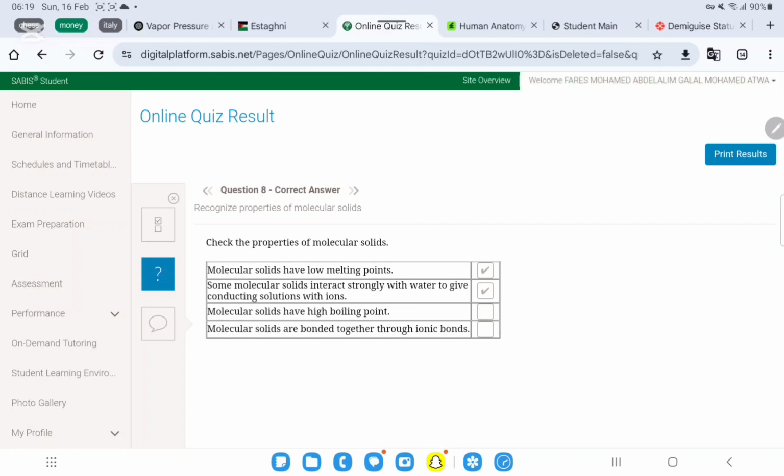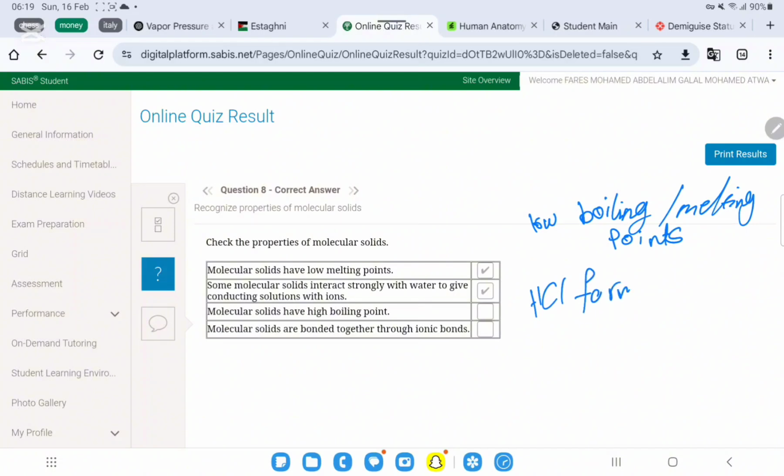Here they want the properties of molecular solids. We know molecular solids have low boiling and melting points. And some of them, like acids, HCl for example, can form ions when dissolved in water. So molecular solids have low melting points, correct? Some molecular solids interact strongly with water to give conducting solution with ions. Yes, some of them, not all of them, so correct.